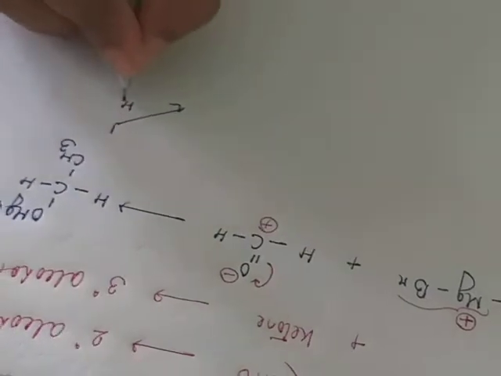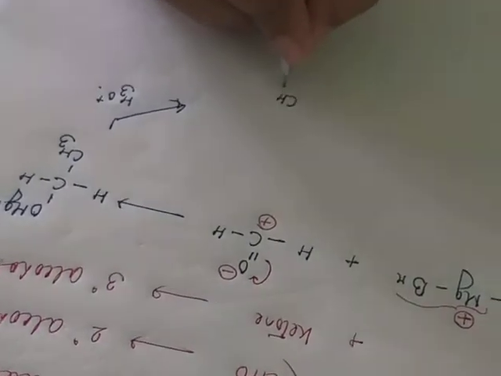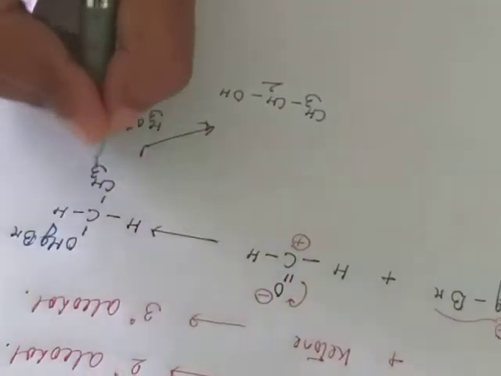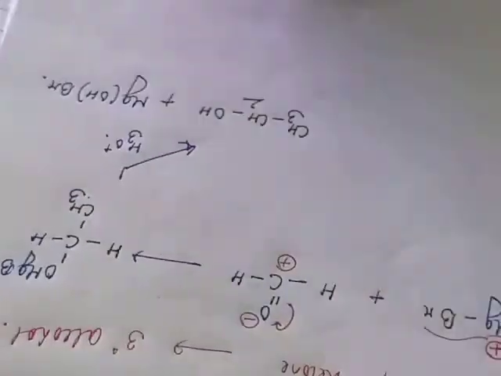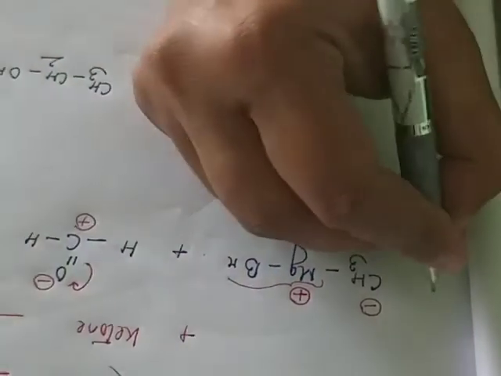The subsequent hydrolysis of the product will change this to alcohol. So this is CH3CH2OH. This part will be OH, CH3CH2OH plus Mg(OH)Br. This is how our primary alcohol is synthesized.